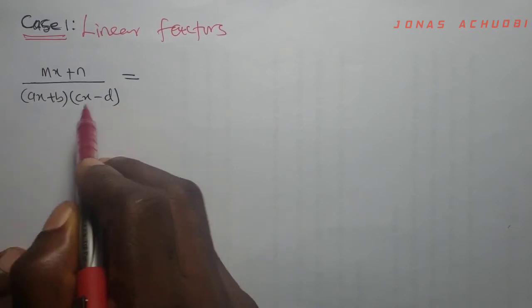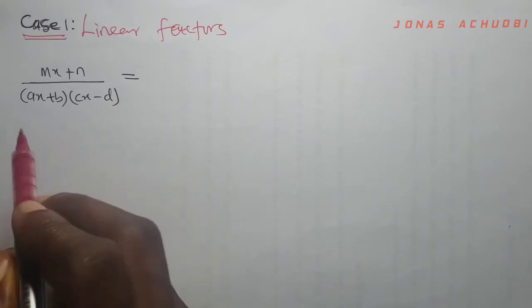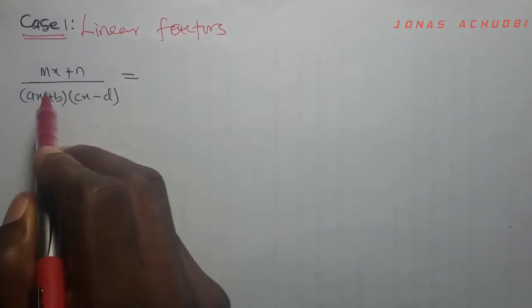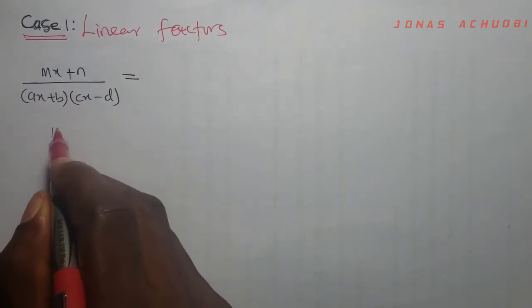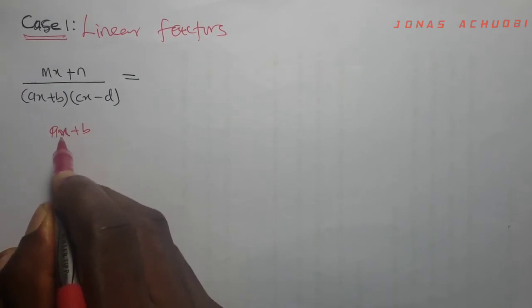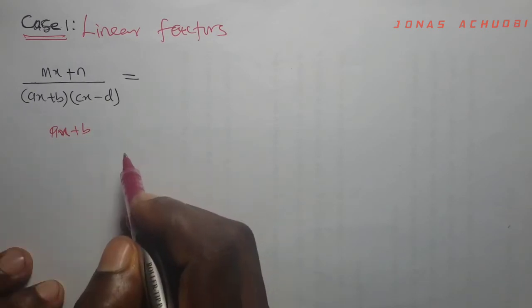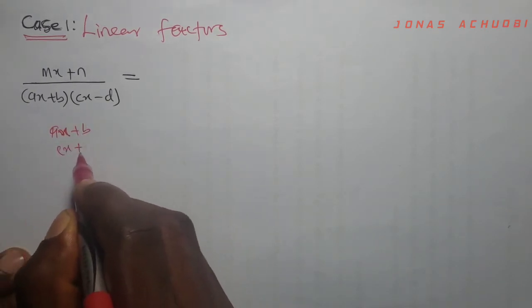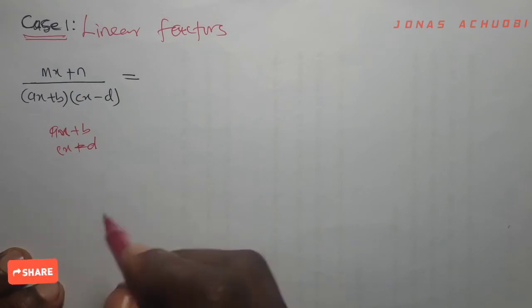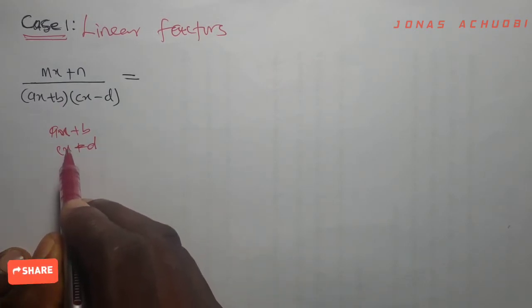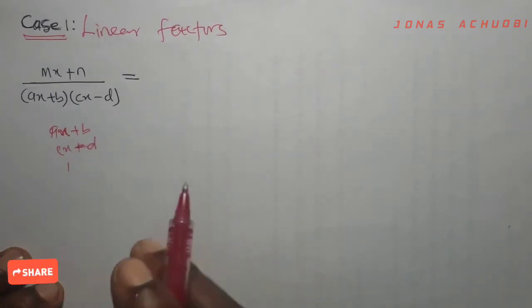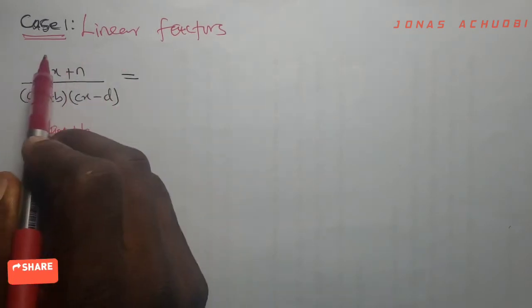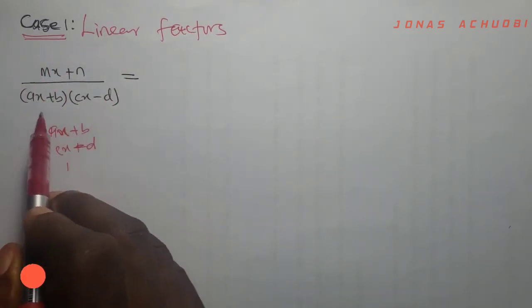And the next question is, are these factors linear factors? How would you know if a factor is linear? The highest power of x in each factor will be 1. So for the first factor, we have ax plus b. The highest power of x is 1. So the first factor, ax plus b, is a linear factor. The second factor is cx minus d. You check again if it is linear or not. The highest power of x in this factor is 1. Hence, the factor is a linear factor. That is to say that our compound fraction here has two factors that are both linear.